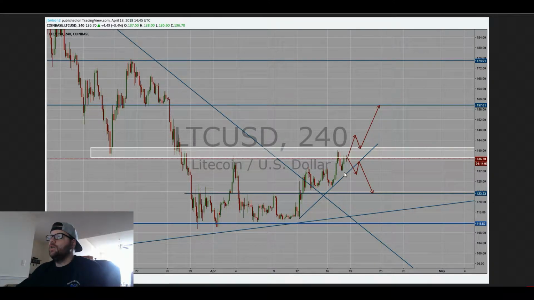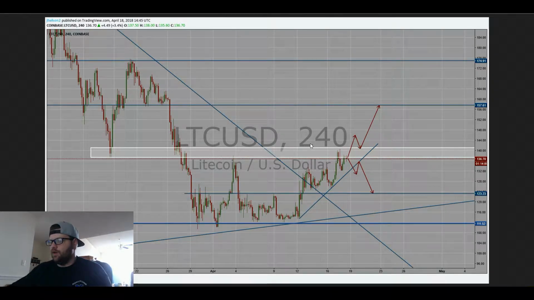If you've already got Litecoin and you got it down here, then I would hold on to it. Unless this trend line is broken, then you could sell it back for some minimal profit, depending on where you got in at. But yeah, that's what I see with Litecoin this week.